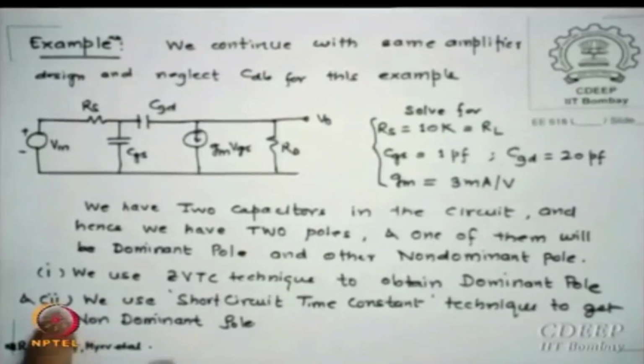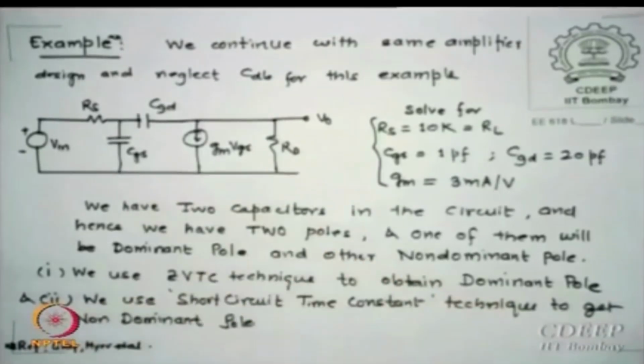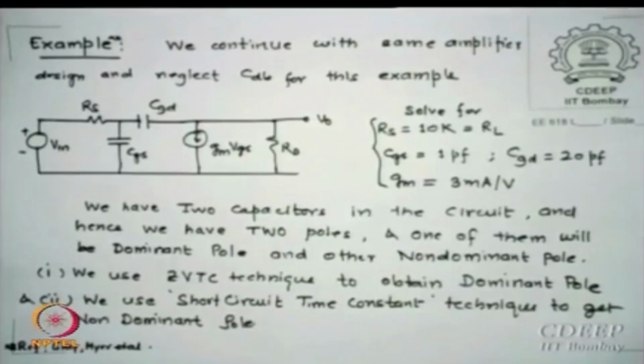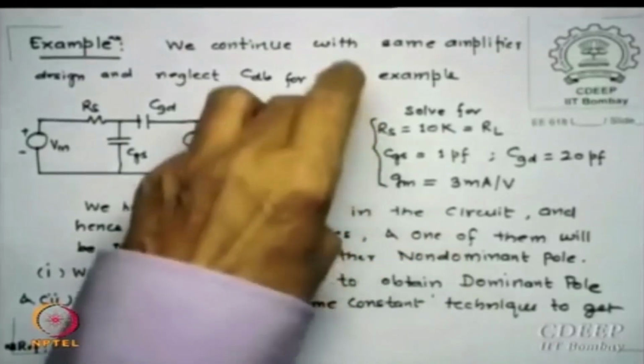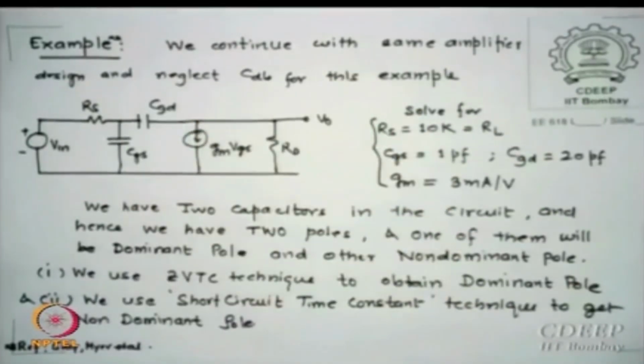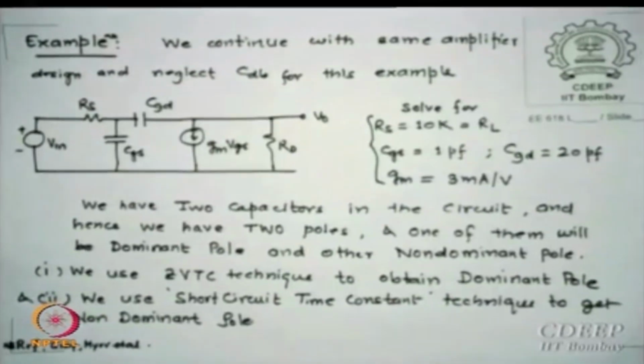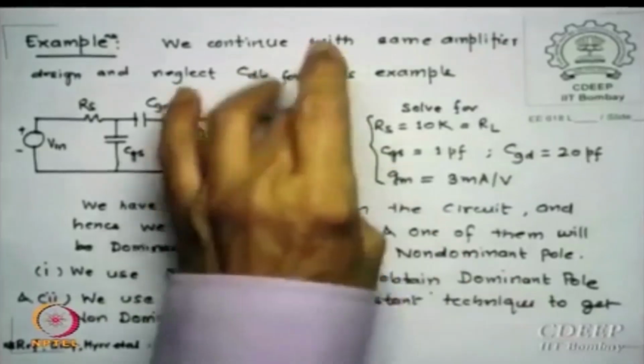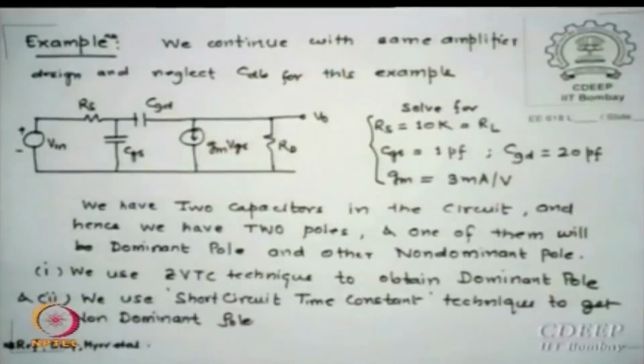I am going to use the ZVTC technique to find the dominant pole and the short circuit time constant technique to find the non-dominant pole. Right now I have not used CDB; we can use it to simplify. In most cases CDB can be neglected, but you have to solve this anyway. So note this down. This is the old common source amplifier equivalent circuit, with CDB neglected as of now. Nothing very great.